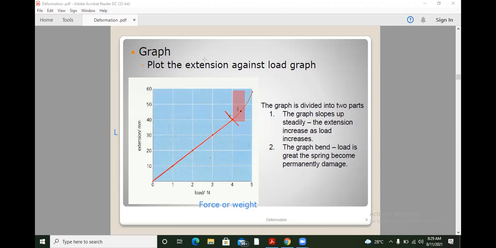Up till here, when I'm adding more mass and if I remove the mass, before that point my spring regains its shape. But after point X, if I add more weight, the elastic property of the spring is permanently deformed. Now my spring does not regain its shape and it gets permanently deformed.